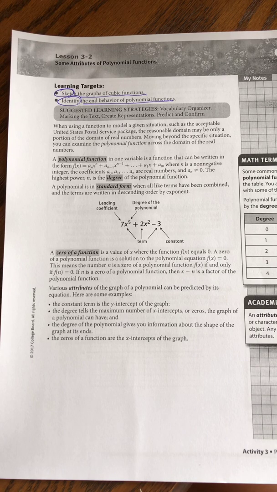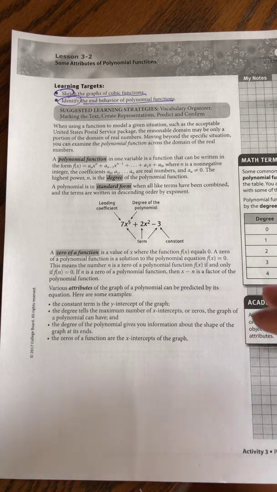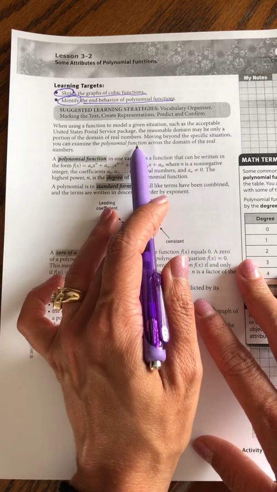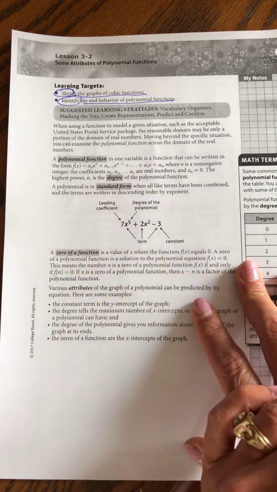So it says, when using a function to model a given situation, such as the acceptable United States Postal Service package, the reasonable domain may be only a portion of the domain of real numbers. And we saw that in the last lesson. Remember, the portion of real numbers that we could use was from 0 to 32.5, because between those two numbers, the ones in the middle made sense, okay? Moving beyond the specific situation, you can examine the polynomial function across the domain of real numbers.